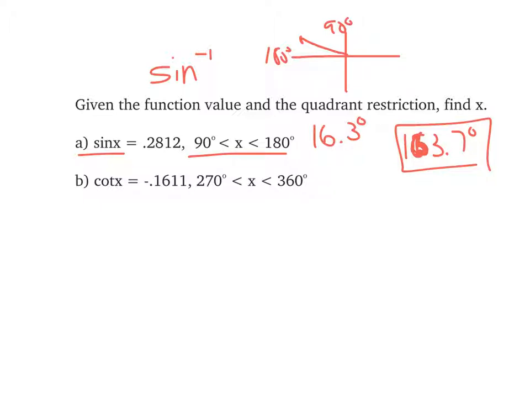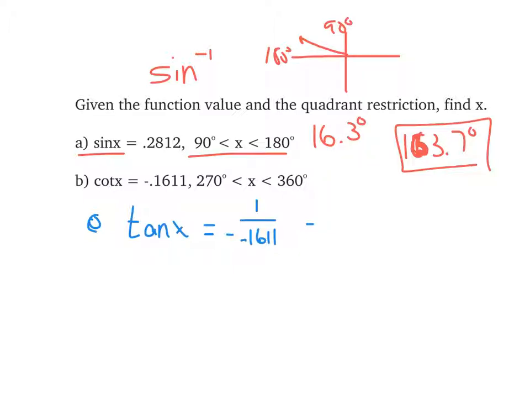All right, now the problem with part B is there is no inverse cotangent on the calculator. So here's what I'm going to do. I'm going to change it and make it, okay, if cotangent is negative 0.611, tangent x would be the reciprocal of that, which would be 1 over that number. So I'm going to punch that in my calculator. I'm going to go second tangent.